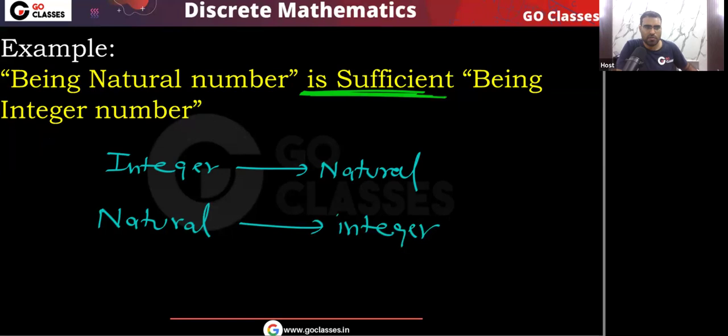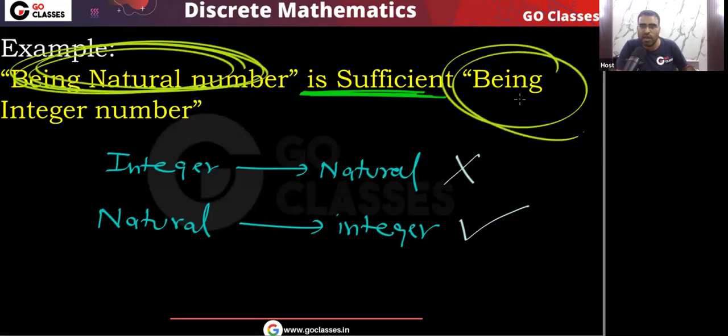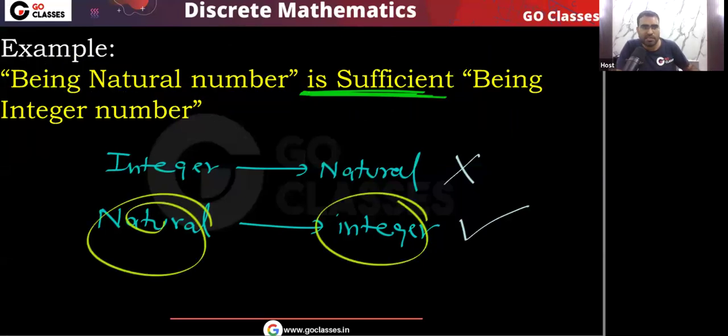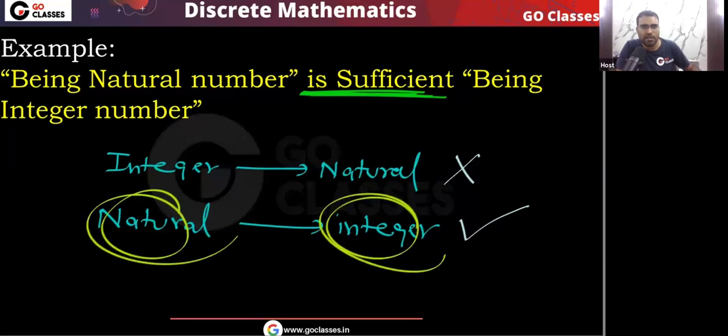It means natural implies integer. It does not mean integer implies natural. Yes or no? Very simple point, because if you are natural, if this happens, then this will happen. If this happens, that is enough for this. So I can say natural implies integer. If you are natural, then it is an integer. Very simple point. So where is the conclusion?